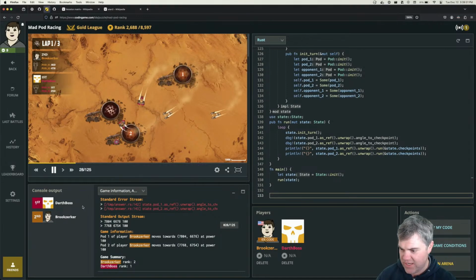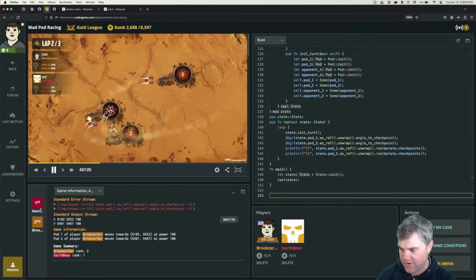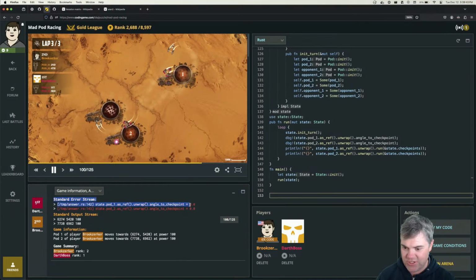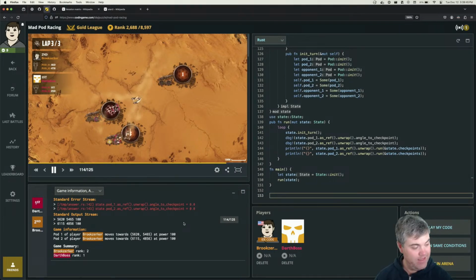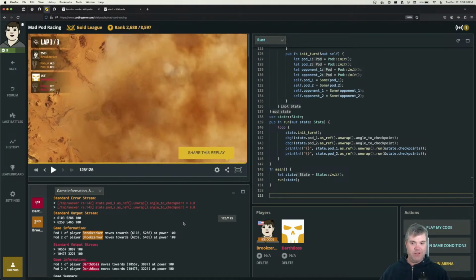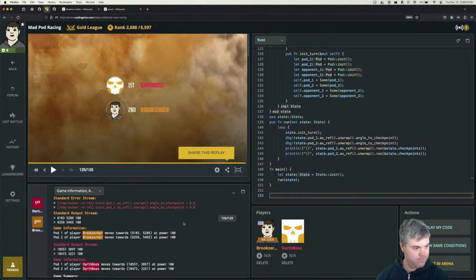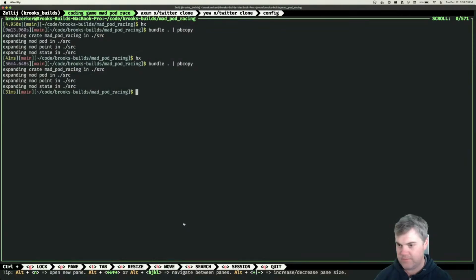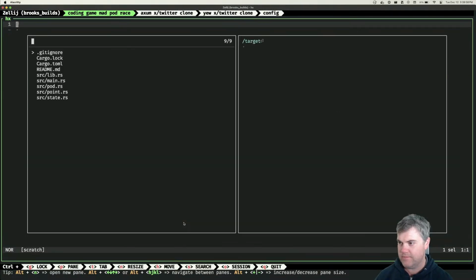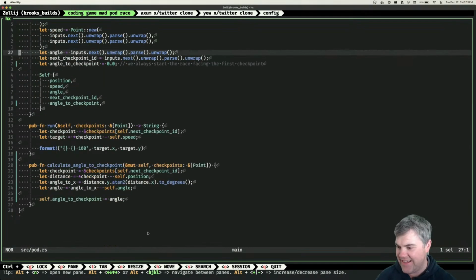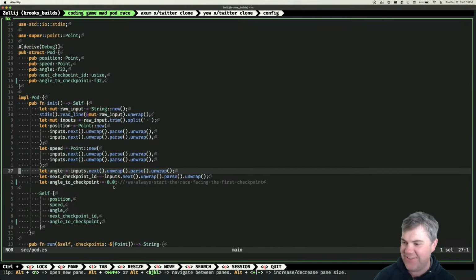Oh, I wish this was bigger. Oh, I can do that. Perfect. It is always 0. Well, that's not great. The angle is never changing away from 0. So that did not work. Wait a second. I never called it, did I? I need to call calculate angle to checkpoint to have it work.